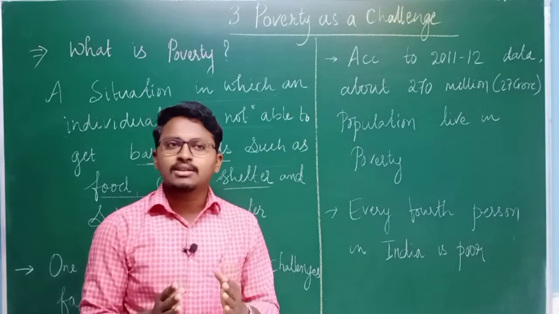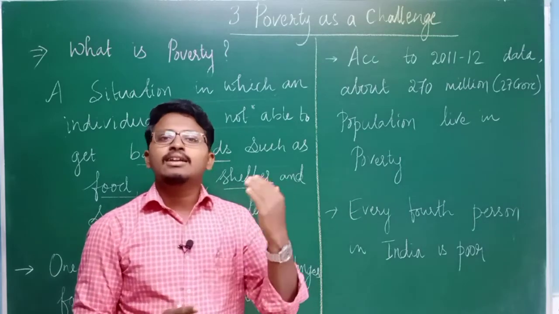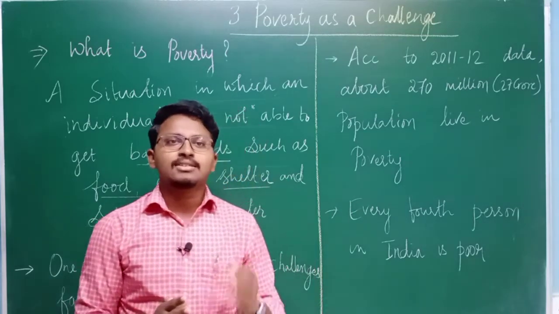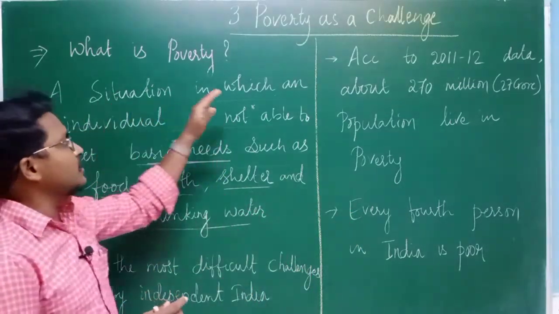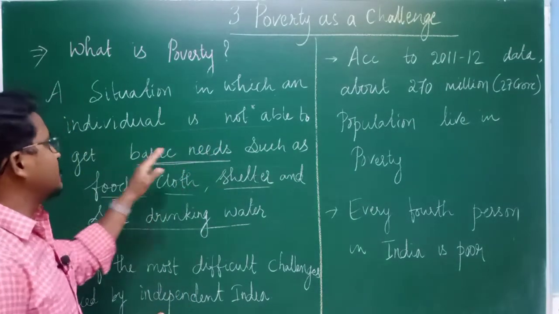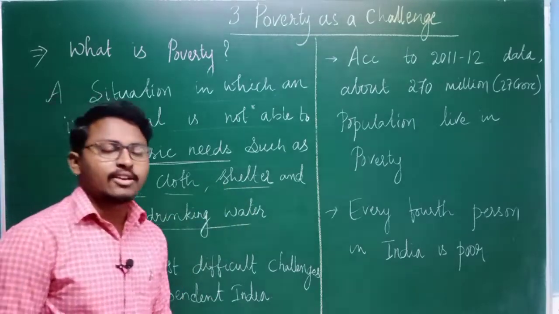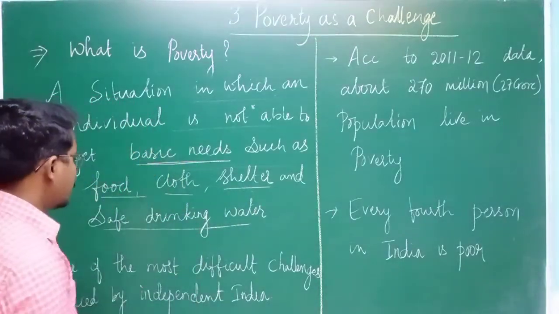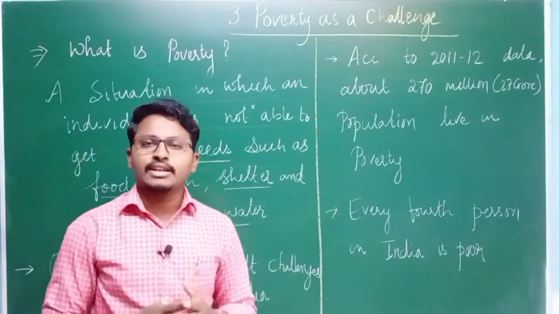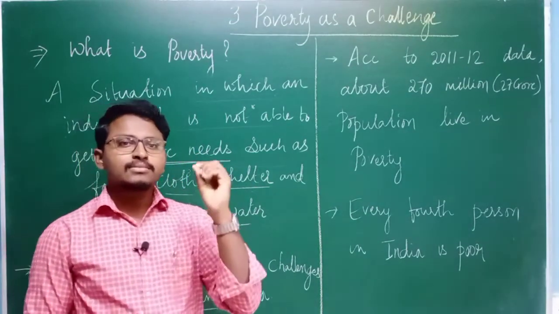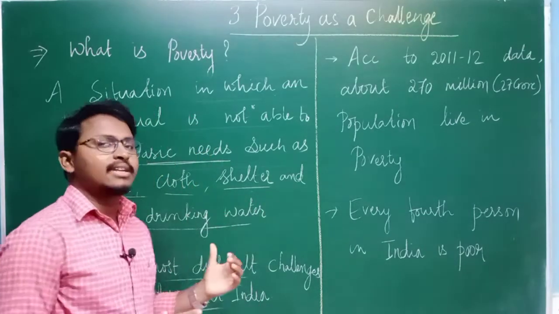Suppose any person is not able to get these basic amenities, these basic facilities, then we can consider that person as a poor person, or you can say he is living under poverty. So again, it is a situation in which an individual is not able to get basic needs such as food, cloth, shelter as well as safe drinking water, and this poverty has been the most difficult challenge faced by independent India. As soon as we got independence in the year 1947, the first and foremost important task of the Indian government was to eradicate this poverty.